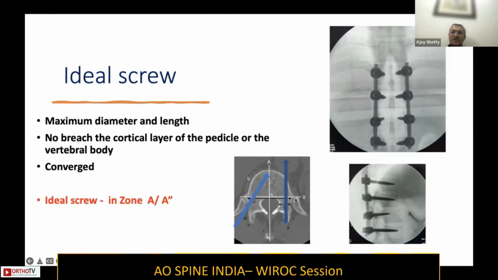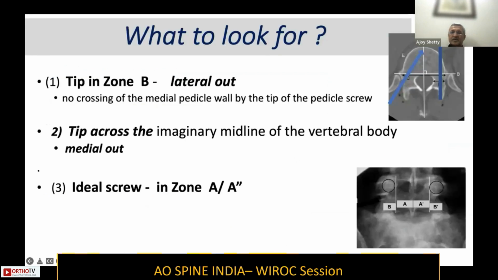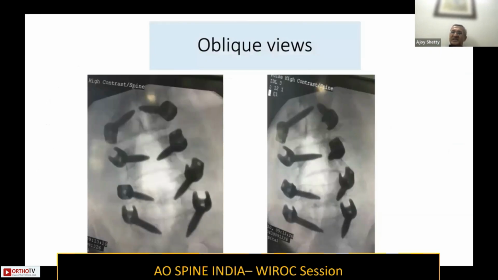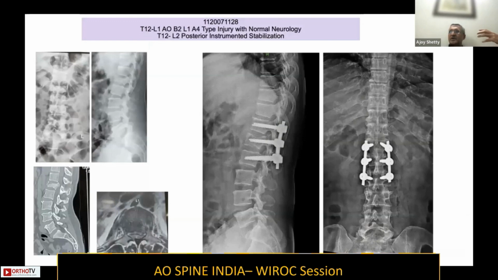You see on the left and on the right, this is the same length, but on the right, if you are straight ahead, the chance that you might be entering or damaging the aorta is significantly higher. Therefore, what to look for? A tip in zone B obviously means there is a lateral cutout. A tip across the imaginary midline of the vertebral body means there is a medial cutout. If there is a doubt, always use an oblique view or the Scotty dog view, and you can see the end-on view of the pedicle. It gives a very good idea whether your screws are appropriately placed. It may not be possible in rotated vertebrae, but in a usual scenario, especially in the lumbar spine, it is ideal to use oblique views.